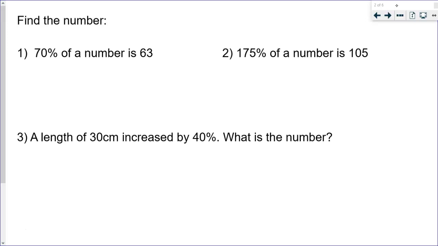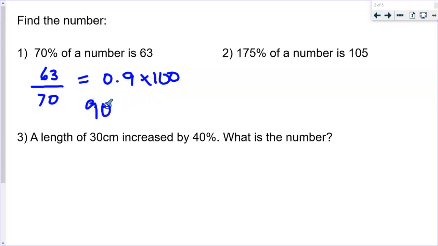So here's what we need to do. You need to take 63 and put it over 70. And we will find that that equals 0.9. And then you need to times that by 100. Okay, move the decimal over twice, your answer is 90. So, in other words, 70% of 90 is 63. So that's how we found that number. Took this number, put it over 70, and we times it by 100.